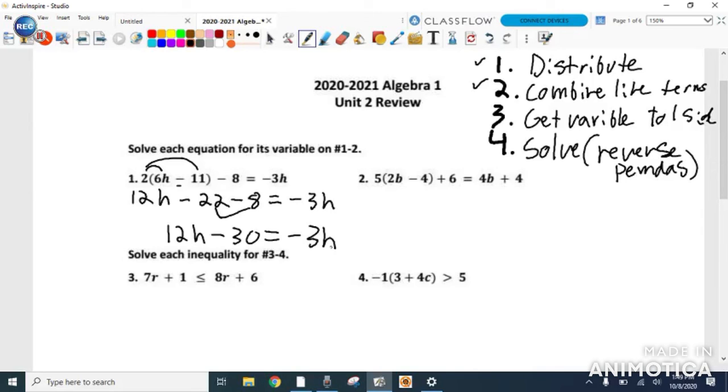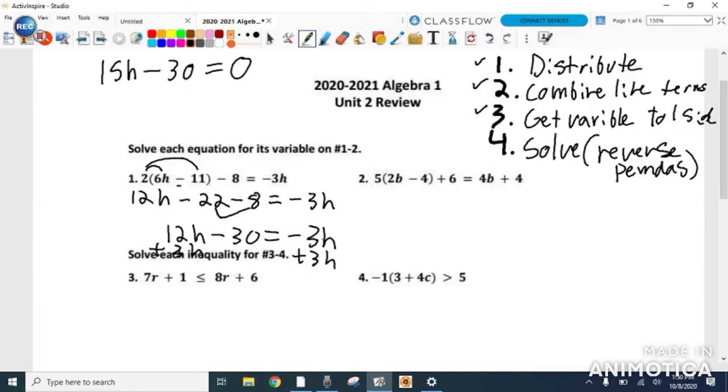Okay? So, now, I need to get the variable to one side of the equal sign. So what I need to do first is get rid of the smaller of my 2 variables, okay? I have a 12h on the left, minus 3h on the right. I need to get rid of that minus 3h because it is smaller than my 12. To get rid of it, I need to add 3h to both sides. That will give me 15h minus 30 equals 0. Negative 3h plus 3h will give me 0.